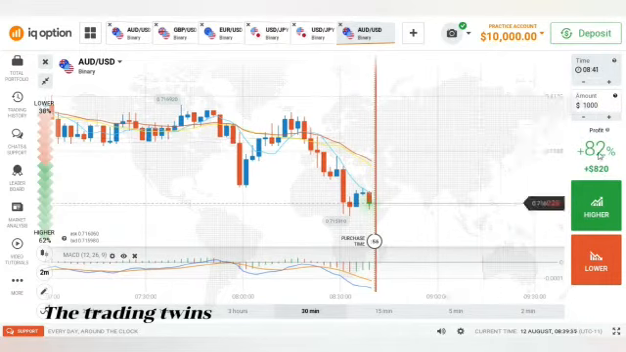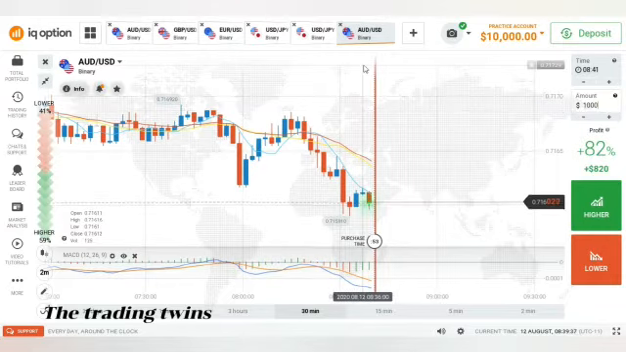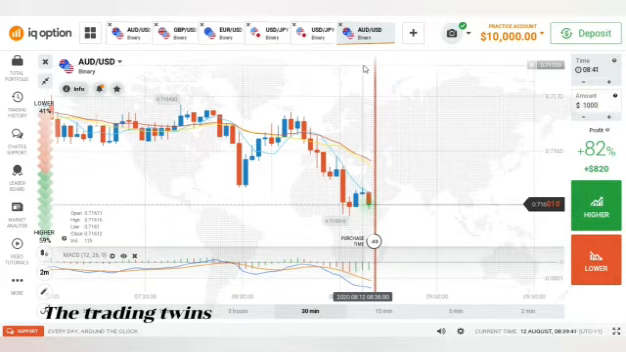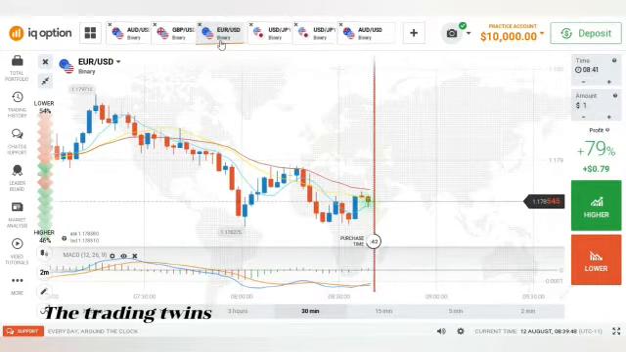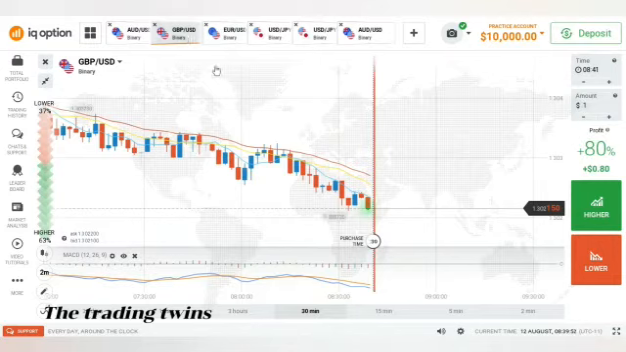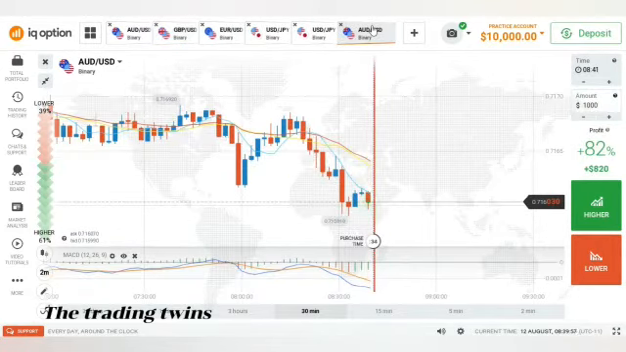This percentage changes depending on the pair that you are looking at and the time of day. See, as I move on to USD JPY, it changes to 78%, and Euro USD 79%, GBP USD 80%. So it all depends on which pair you are trading and the time in which you are trading.